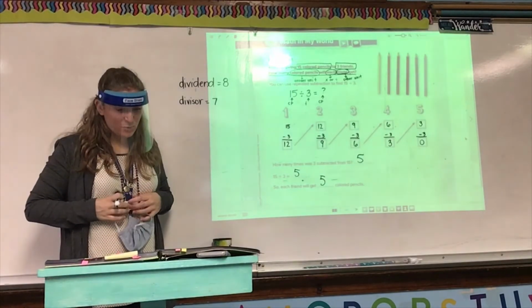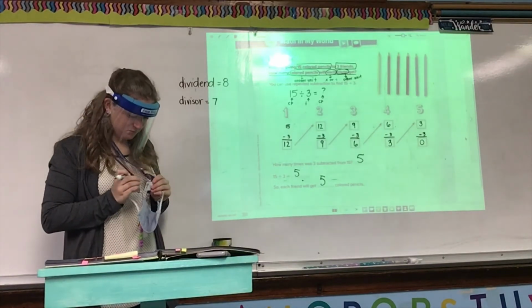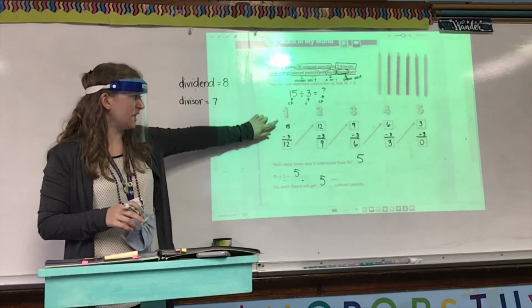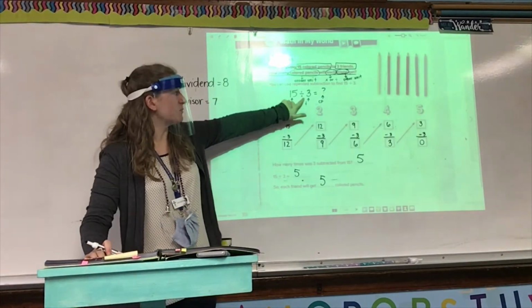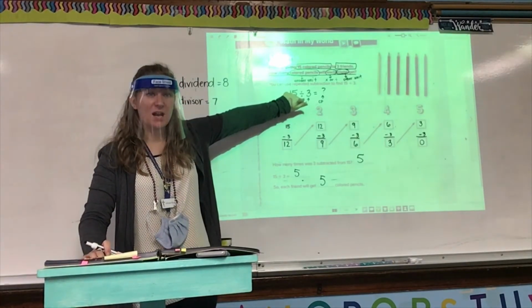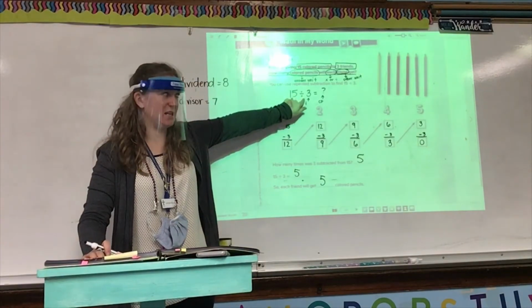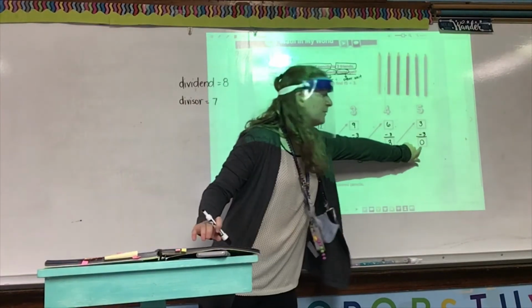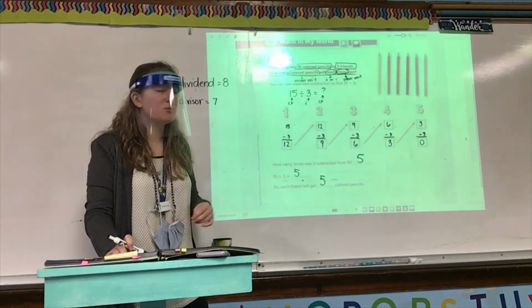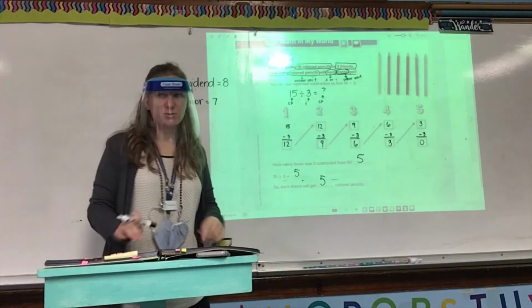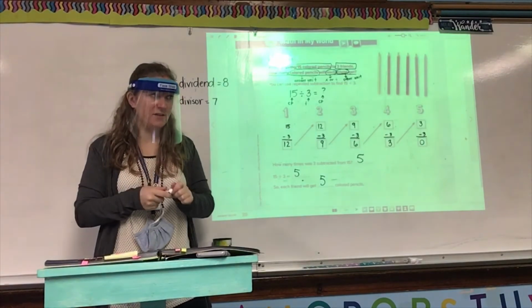Okay, so that is repeated subtraction. We are taking our dividend, the first number of our division sentence. We are subtracting the divisor, the second number of a division sentence, until we get 0. Then we count how many times we subtracted. The number of times we subtracted is the quotient. Remember those pieces of a division problem.